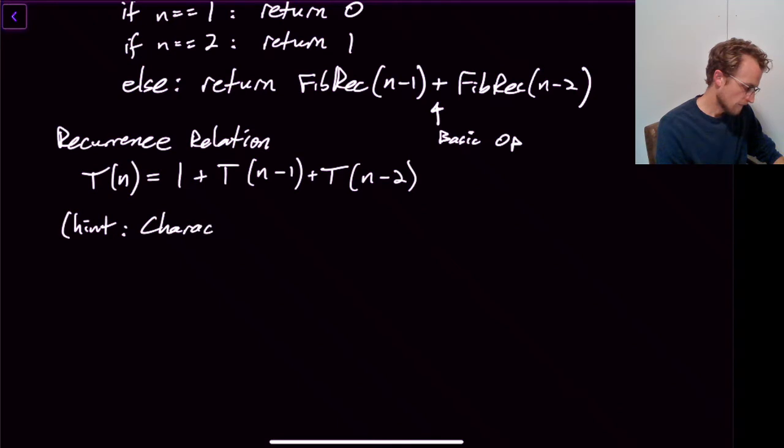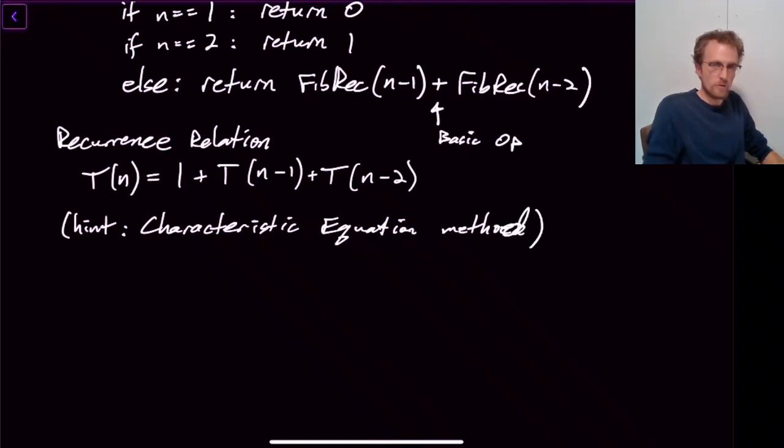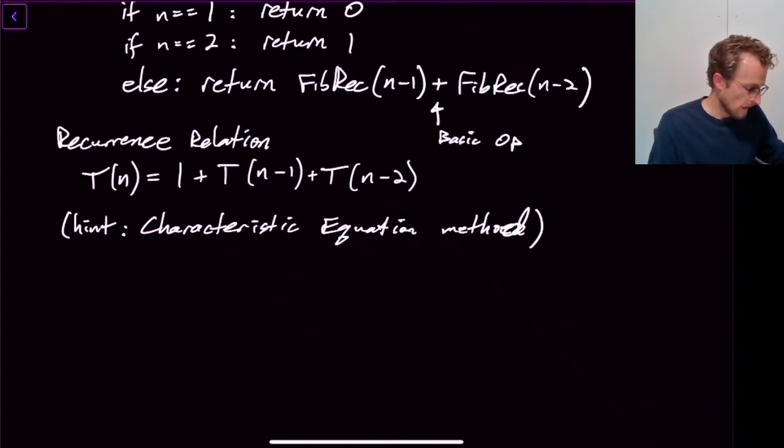Characteristic equation, which would make it easy. Method, which you could use to solve this thing. And essentially, you end up characterizing these solutions to this thing as roots to a related polynomial. Okay, and this one happens to have a polynomial that is not too difficult to factor.